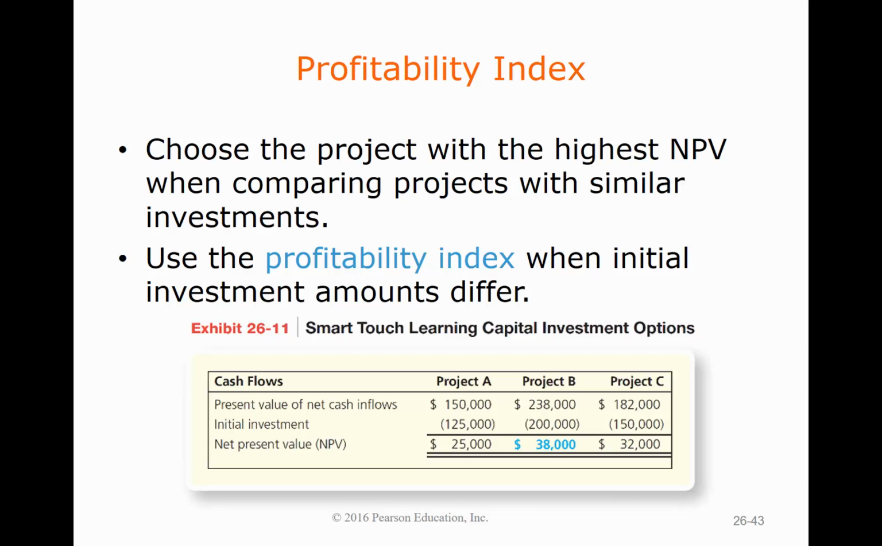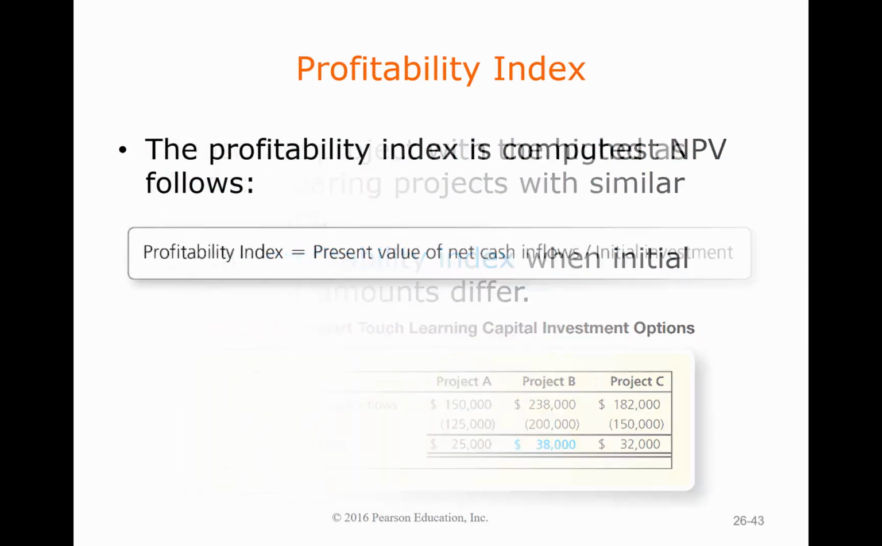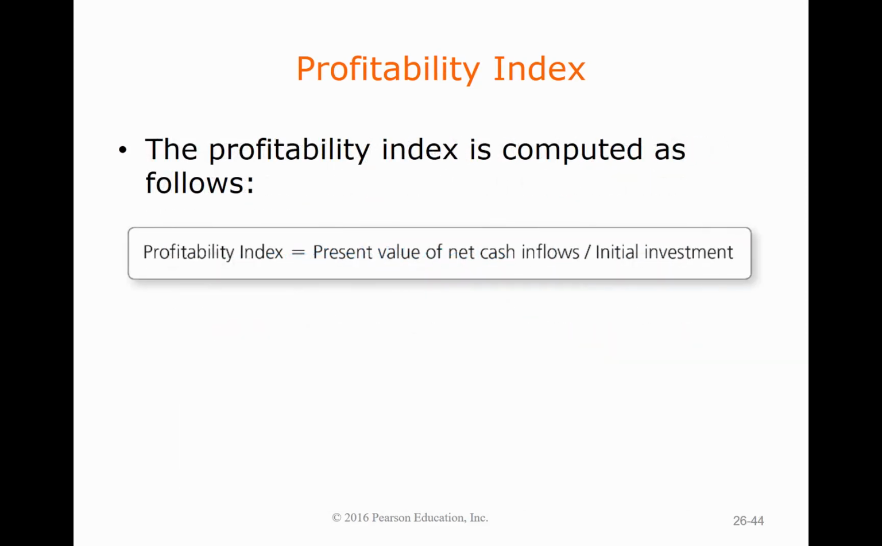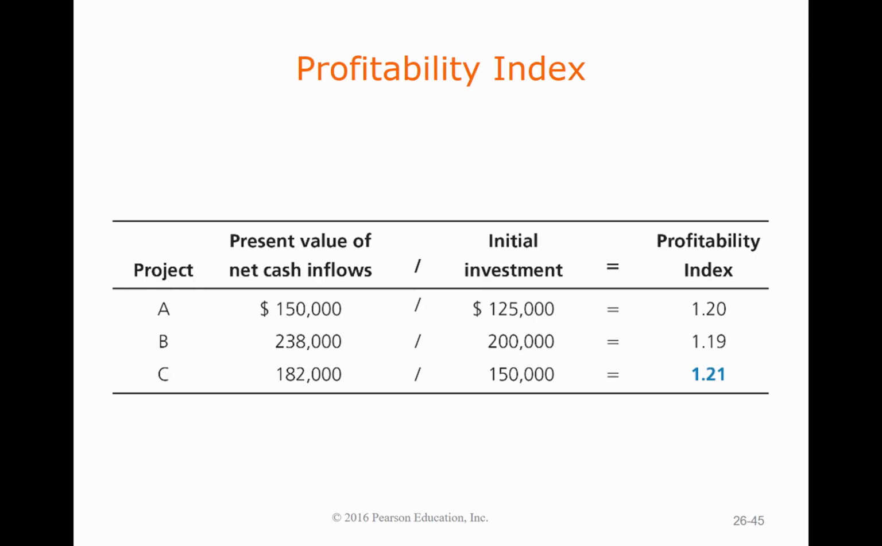So another way we can compare these is to do what's called the Profitability Index, which is just the present value of the net cash flows divided by the initial investment. Remember, the net present value was the present value of the cash flows subtracted from the initial investment. This is just where you divide it. So it gives you another way to compare and look at them.